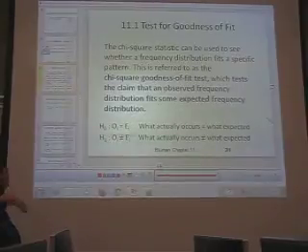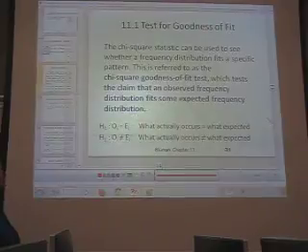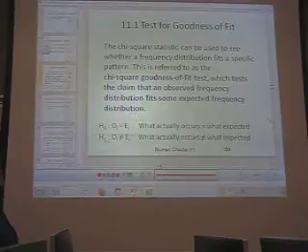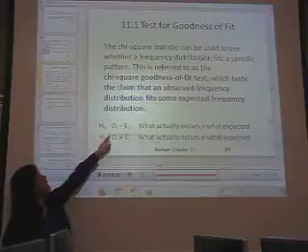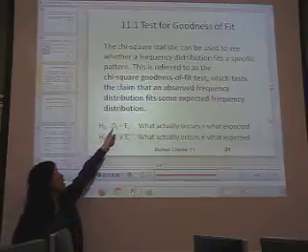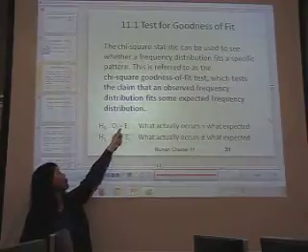The chi-square statistic can be used to see whether a frequency distribution fits a specific pattern. This is referred to as the chi-square goodness of fit test, which tests the claim that an observed frequency distribution fits some expected frequency distribution. Our H naught is going to be that our observeds equal our expected. So our O sub I equals our E sub I.